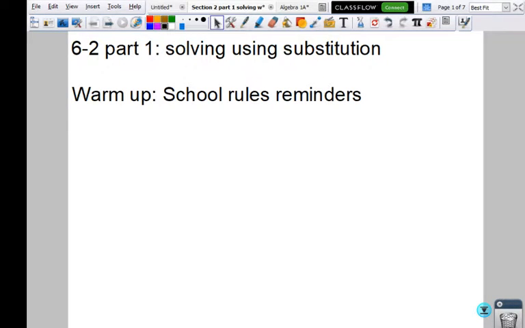Alright, so what we started before the break was solving systems of equations. Remember what a system of equations is? No. I don't remember. That's alright. We'll go over it.